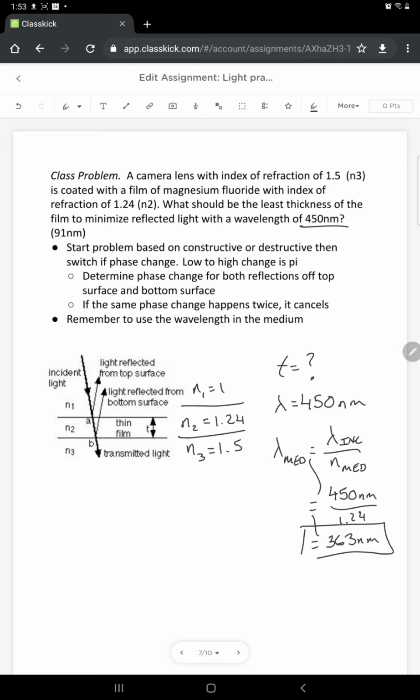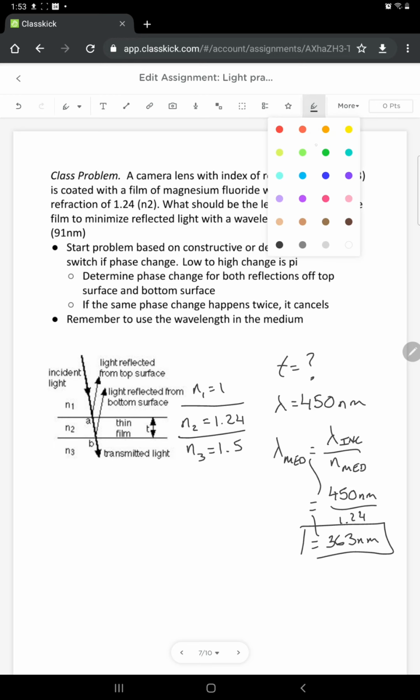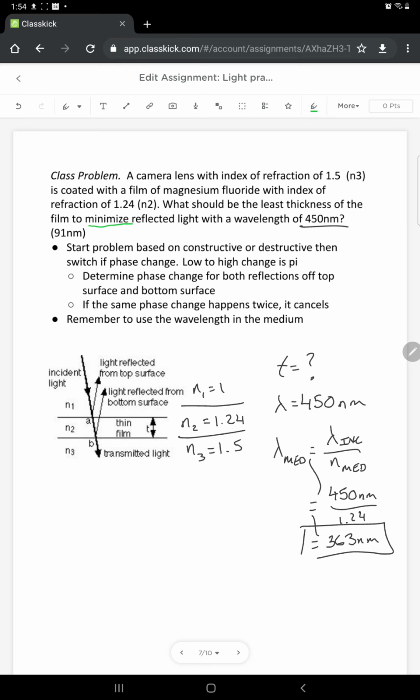Here, I gave you some pointers. Besides remembering to use the wavelength in the medium, I started with my third pointer first. Back to the pointers: start the problem based on constructive or destructive. They want to minimize the reflected light, so that's telling us they want it to be destructive. Let's start at the beginning. Delta L is going to equal destructive. Remember, it has to be off by half a wavelength.